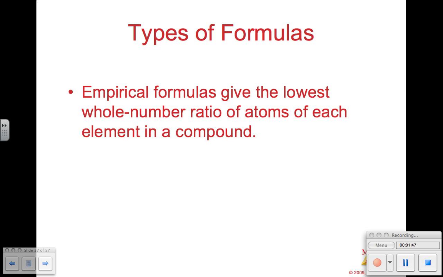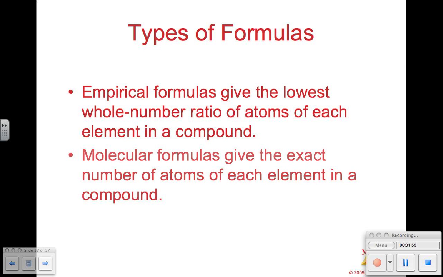All right, so we're going to talk about types of formulas. There's the idea of empirical formulas, which give the lowest whole number ratio of atoms of each element in a compound. Sometimes the molecular formula is not the same as the empirical formula. The empirical formula of a compound, and these are for molecular compounds, is the whole number ratio, and the molecular formula is the actual number of atoms in each compound.